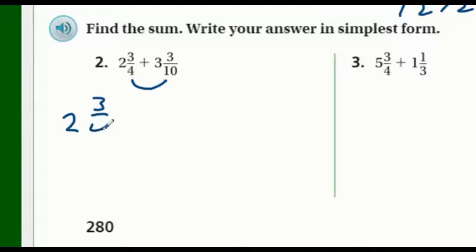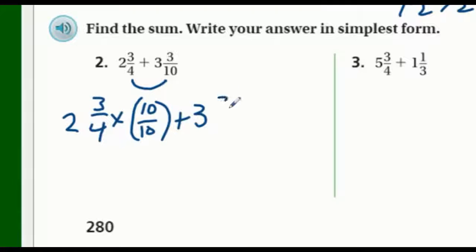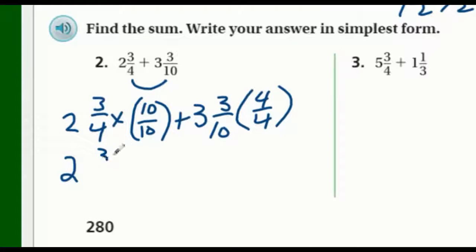So this is going to be 3/4. I'm going to multiply just this part here by the tenths over there, because that's all we're going to do, plus 3/10. And of course, I'm going to multiply that by the fourths. That's how I'm going to end up with 40. Now I'm going to get 30 over 40. And then I add that, I'm going to get 3. And then here, I'm going to get 12 over 40.